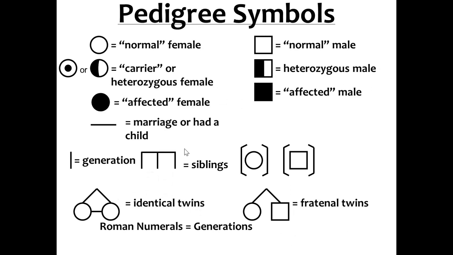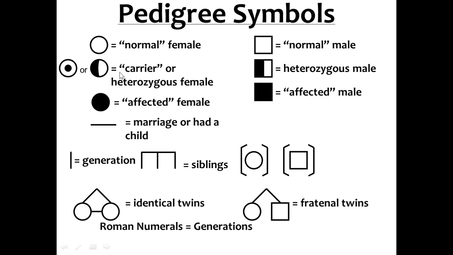All right, so these are the main symbols that you really need to write down and remember in order to properly read a pedigree chart. So we'll go over them individually. You have the circle that is not shaded in. That's a normal because it's not shaded in, right? It's a normal female. So the circle represents a female. The square that is not shaded in represents a male.